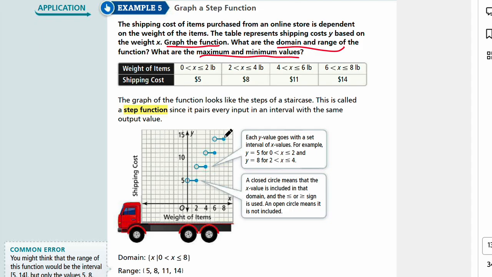When y is equal to 8, here, if you look at this step, it's the interval for anything that's greater than... 8. Sorry, 8 is right here. The second step is anything that's greater than 2 and less than or equal to 4. So a closed circle means that we're including that price. So when it's exactly 2, then you're still paying $5, okay? When it's greater than 2 and until it's exactly 4, it's $8. So you have a closed circle on the right.